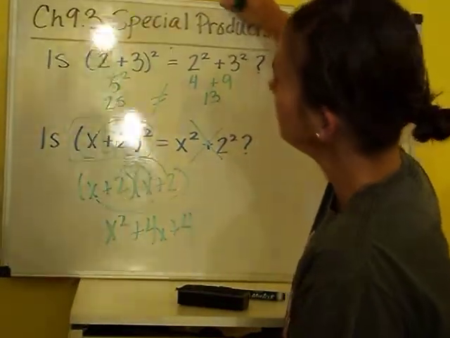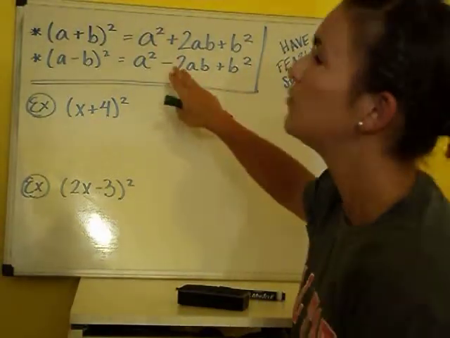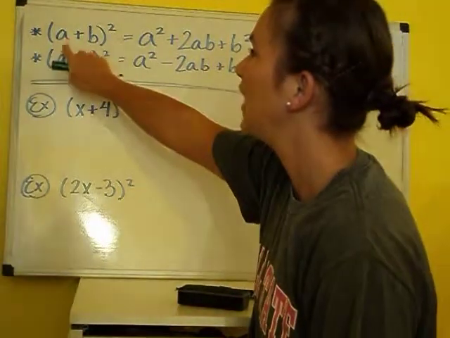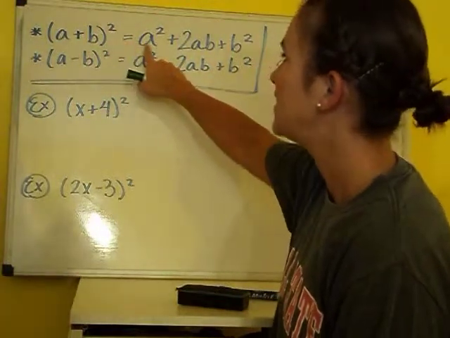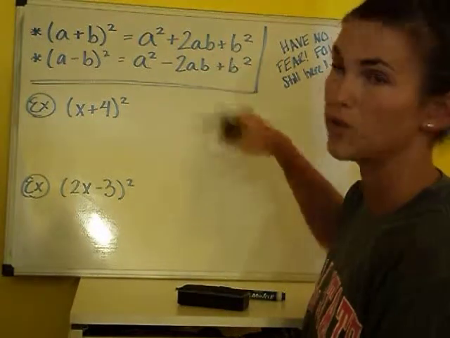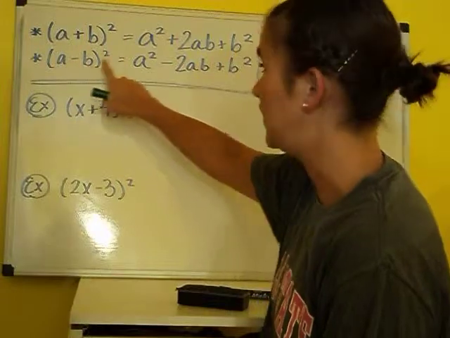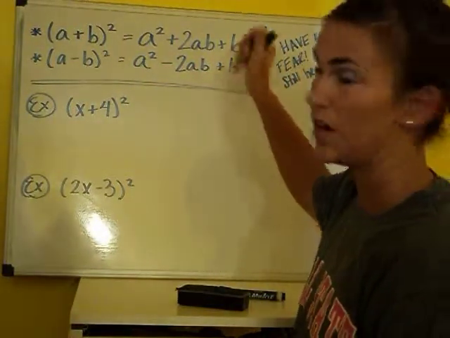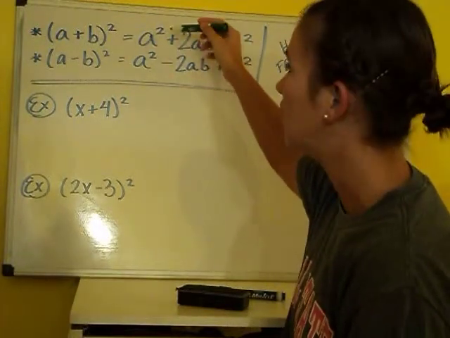Our first two rules, these are called perfect square trinomials. So here, when we have two terms in a parentheses and we're squaring it, what we get is a squared plus 2 times a times b plus b squared. If these two things are being subtracted, we get a squared minus 2 times a times b plus b squared. So the only sign that changes is going to be this first sign right here.